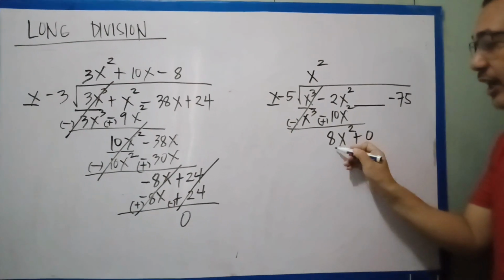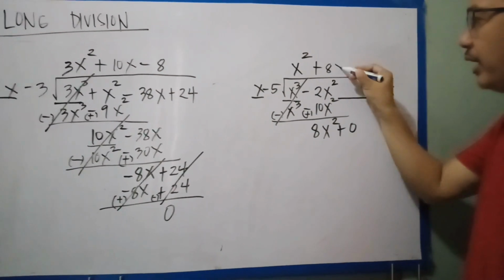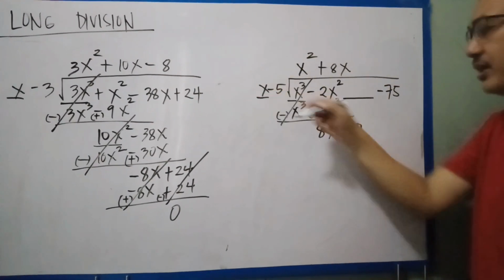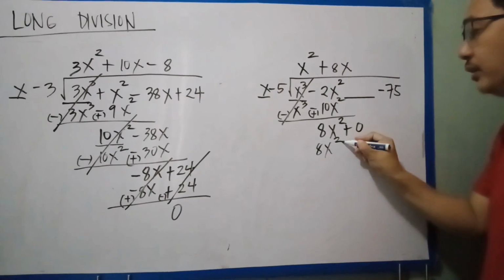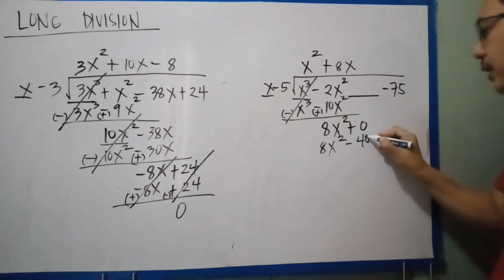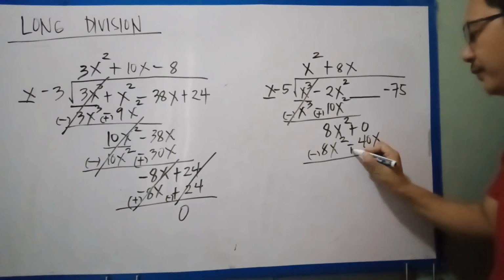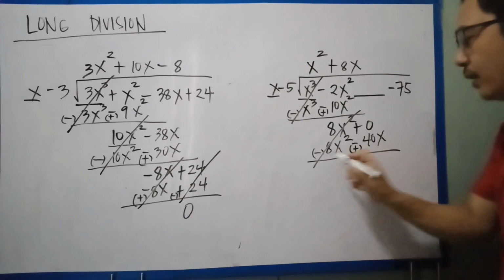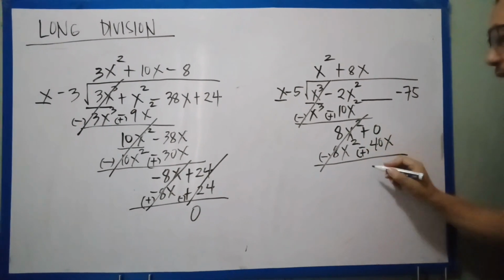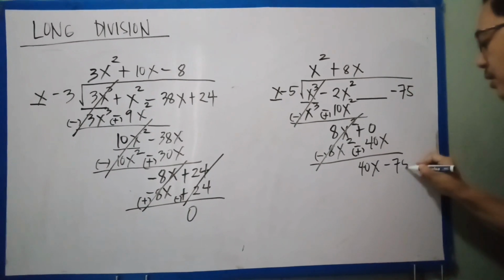Okay, then 8x squared divided by x is positive 8x na lang. So 8x times x is 8x squared. Then 8x times negative 5 is negative 40x. Okay, change the sign of the subtrahend. So cancel this one. So 0 plus 40x is 40x. Then bring down minus 75.